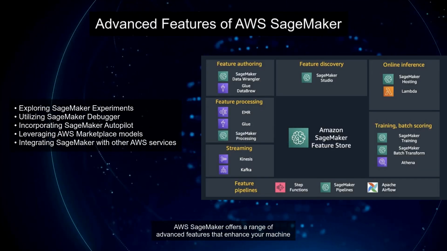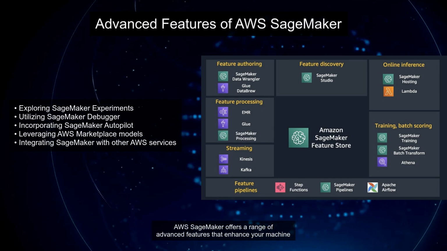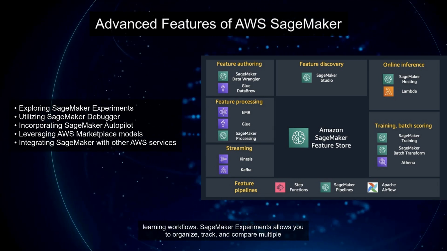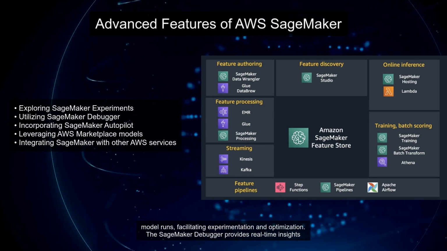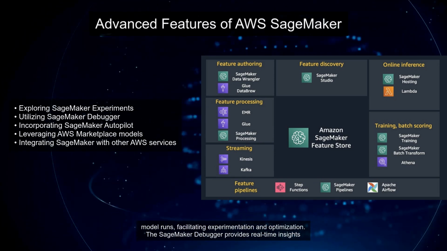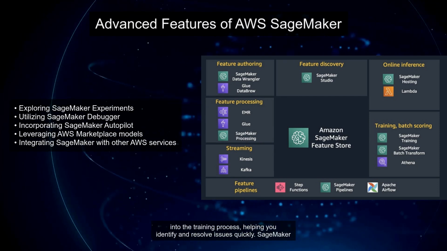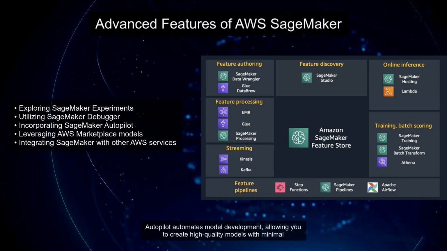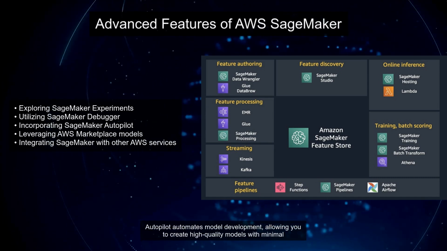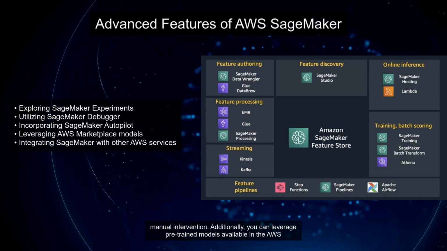AWS SageMaker offers a range of advanced features that enhance your machine learning workflows. SageMaker Experiments allows you to organize, track, and compare multiple model runs, facilitating experimentation and optimization. The SageMaker Debugger provides real-time insights into the training process, helping you identify and resolve issues quickly. SageMaker Autopilot automates model development, allowing you to create high-quality models with minimal manual intervention.